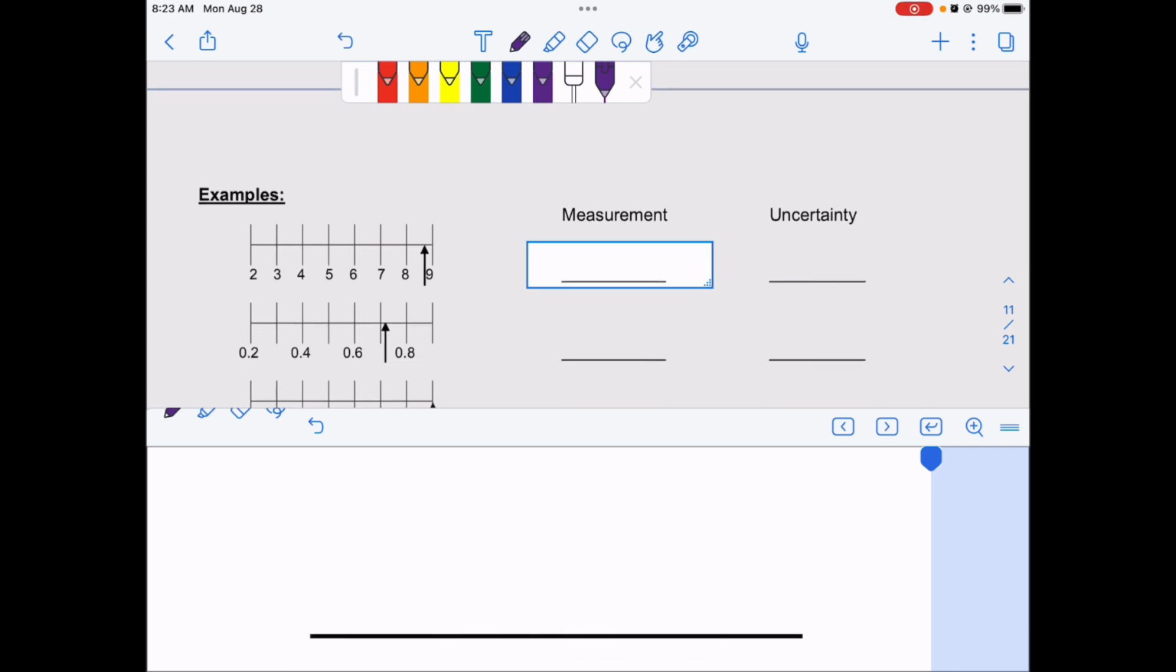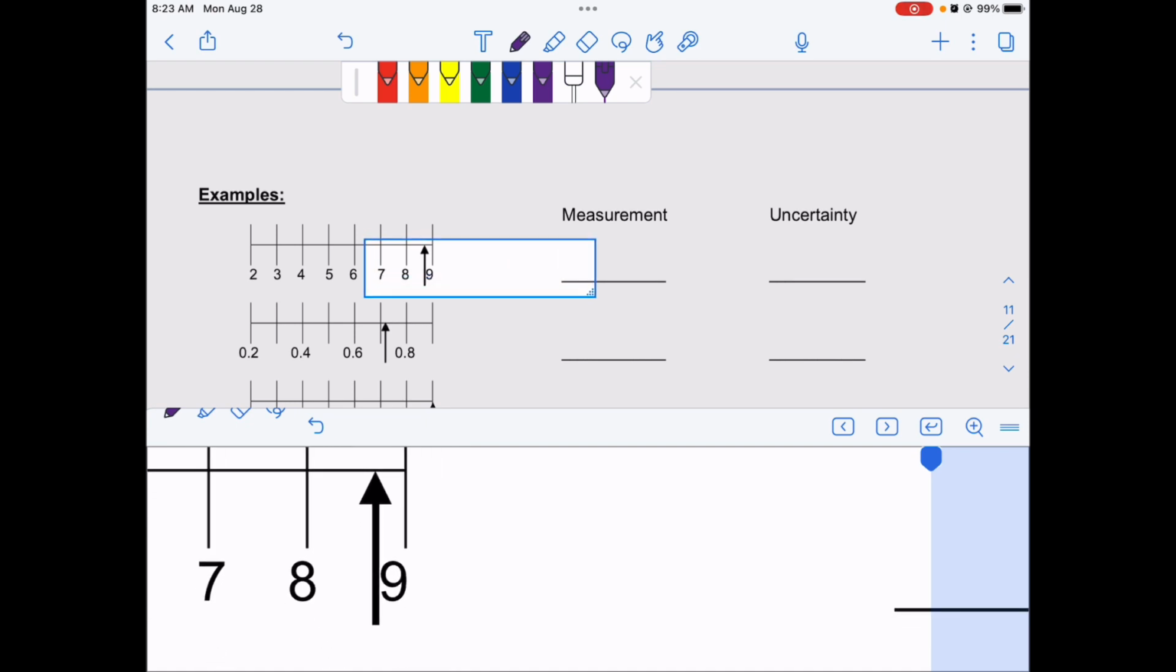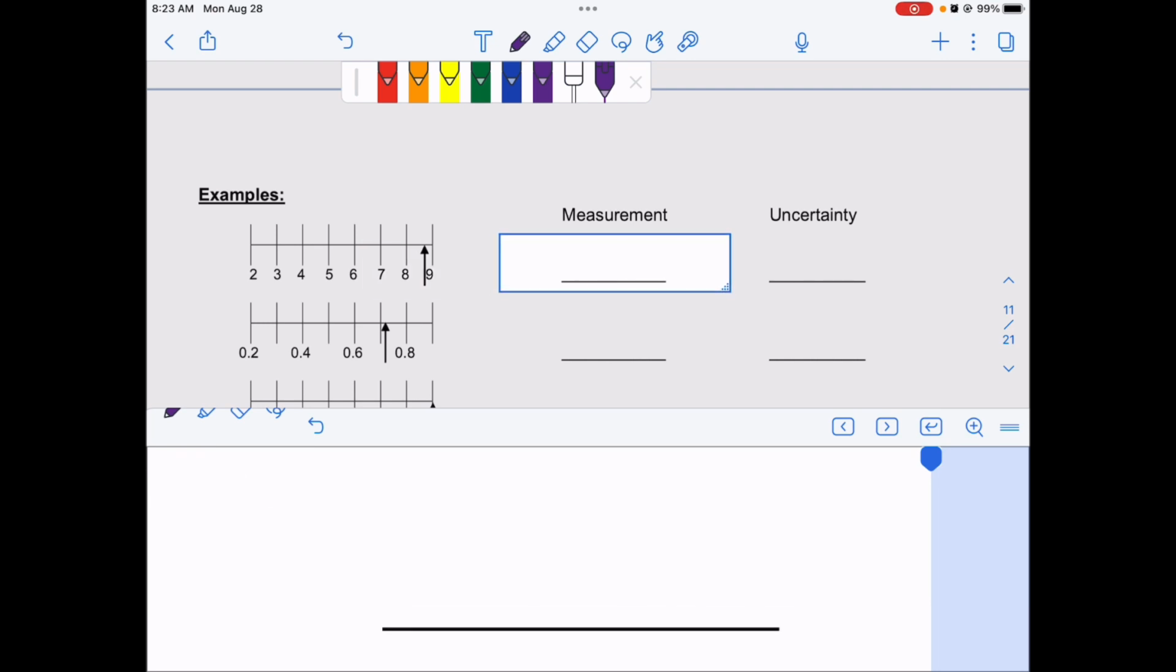Okay, so right in here is where our arrow is pointing, and it's between the 8 and the 9, and that's all I can see clearly. So my certain digits are, the only one that I can tell is that it is definitely 8 point something, right? So I'm going to write 8 point. Okay, so this is my certain digits. That's everybody can agree that is 8 point something.